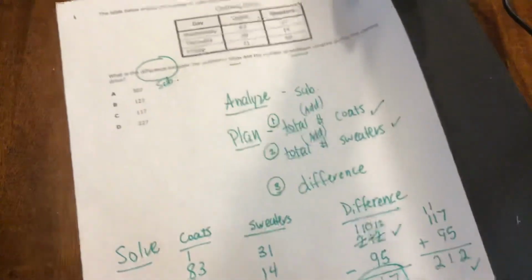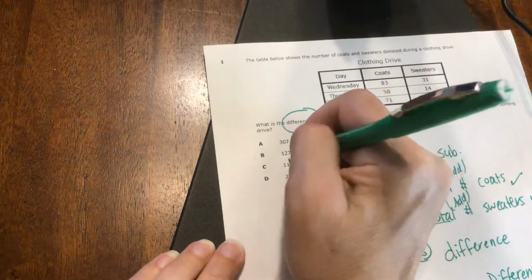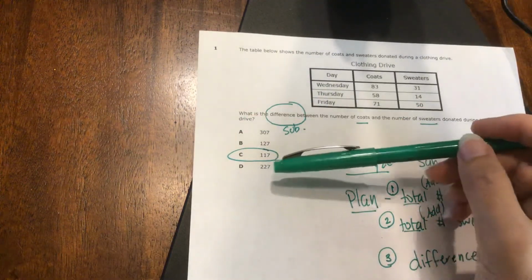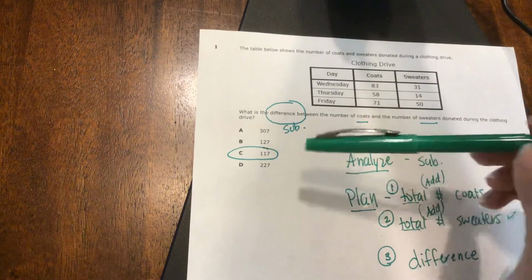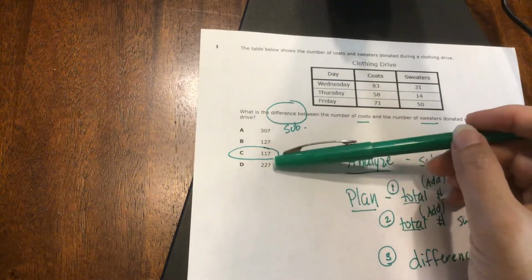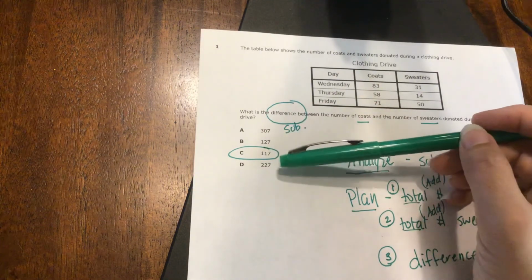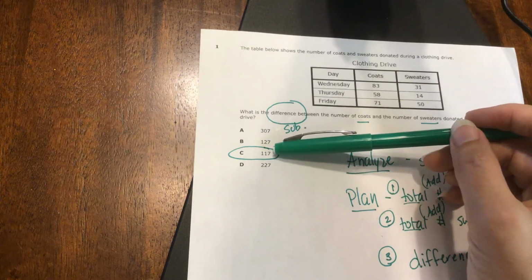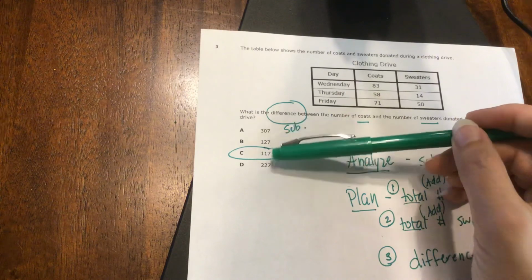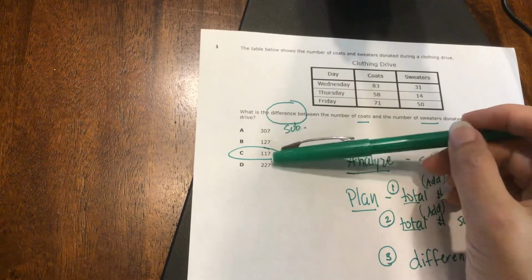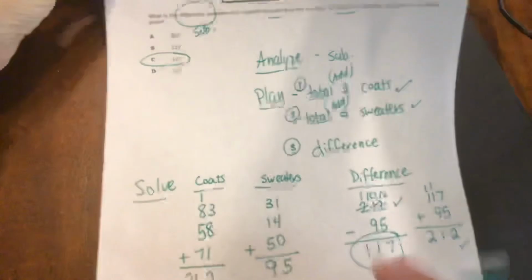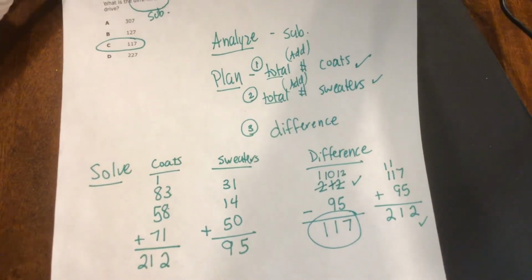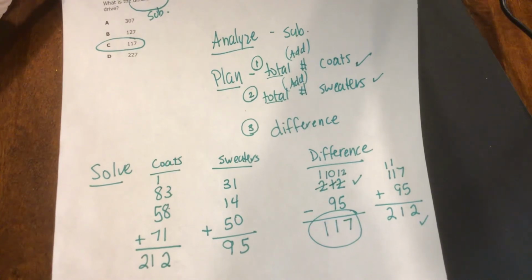So we now have our answer of 117. If you notice, what they do with your answer choices is they assume that some people are going to forget to regroup, or they're going to make simple addition errors. And so, for example, they'll have 117, 127, 227. These are all answers that you're going to get if you miss a step down here, or if you don't regroup correctly. So just always be real careful and always double check yourself.